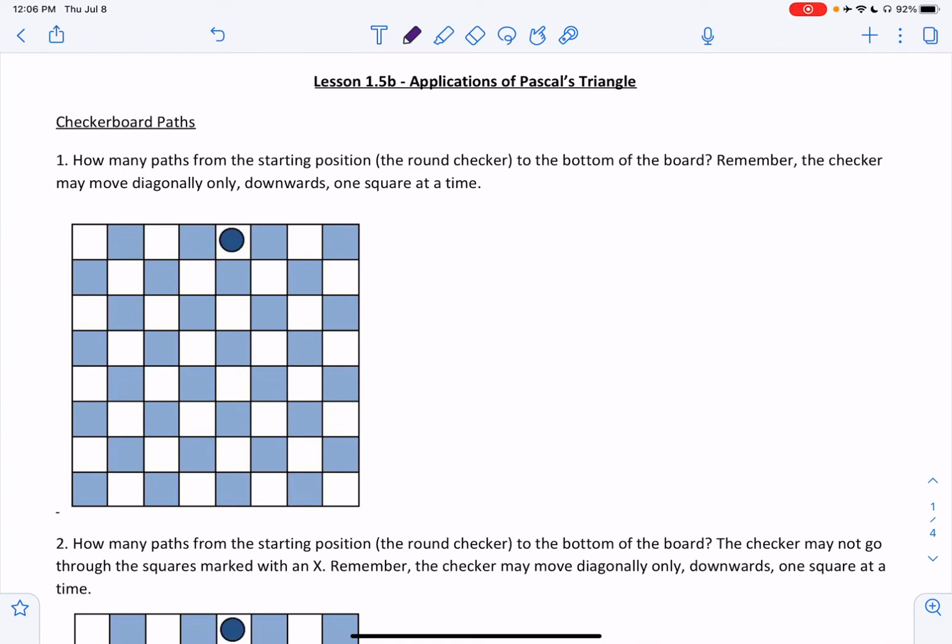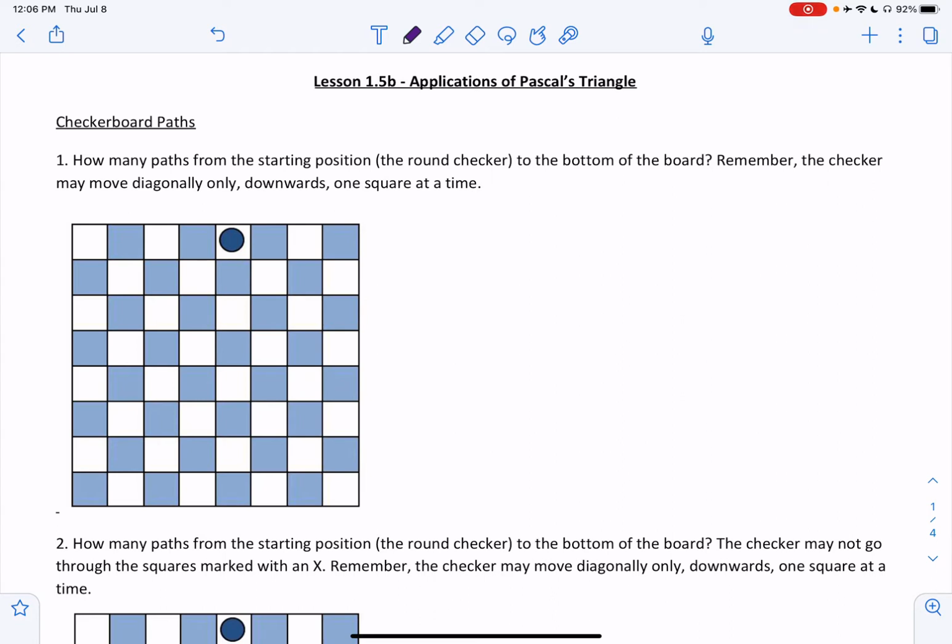For this lesson, we're going to be looking at the applications of Pascal's triangle. So we will be using the information from lesson 1.5a and applying it to some real-world situations. The first situation that we'll often use Pascal's triangle for are checkerboard paths.